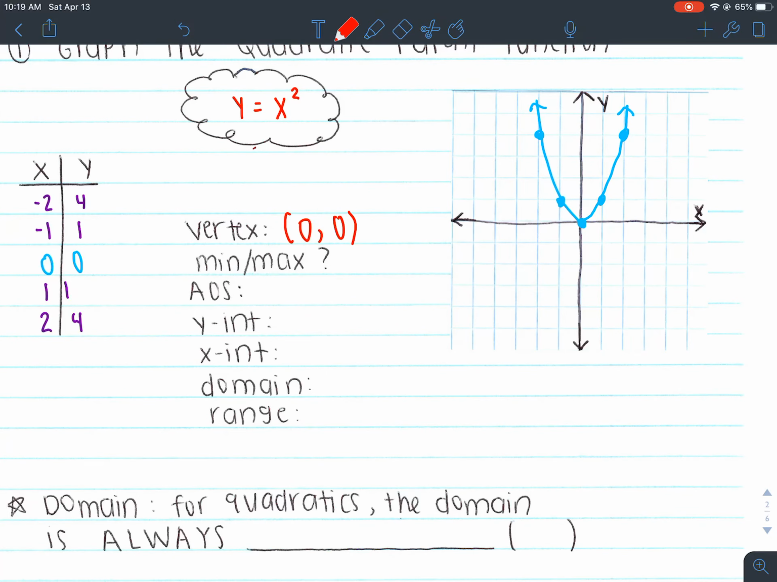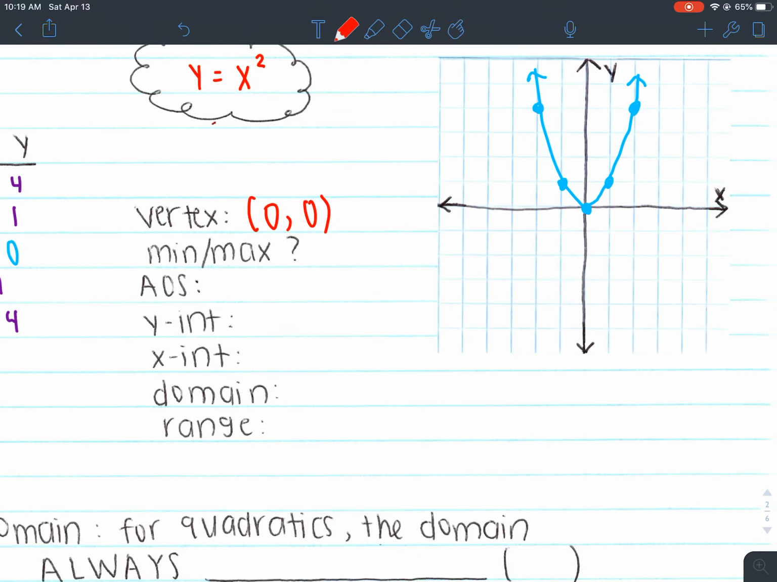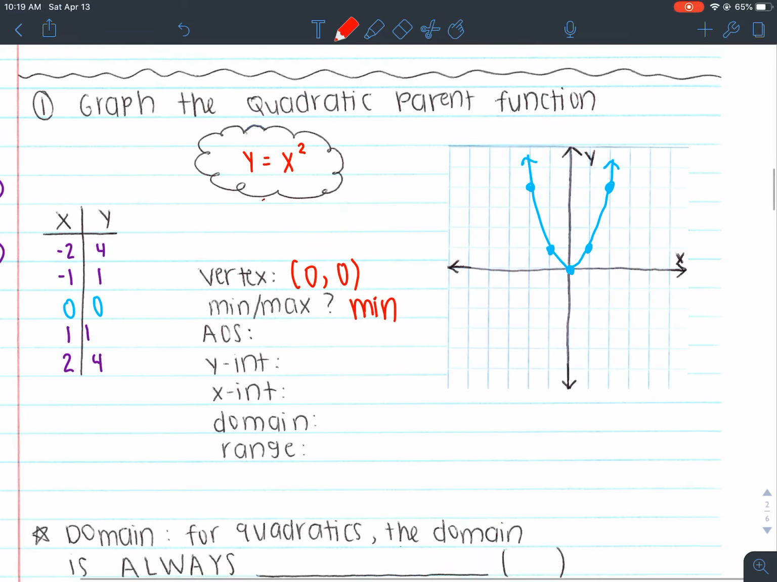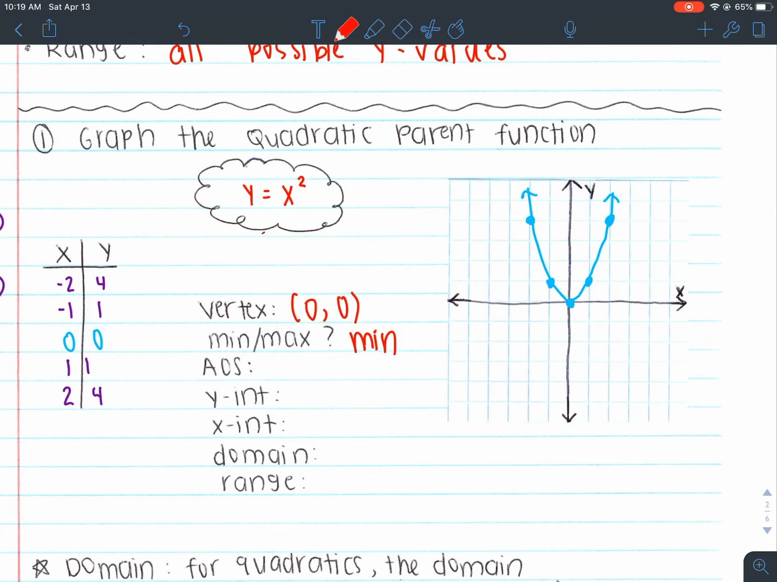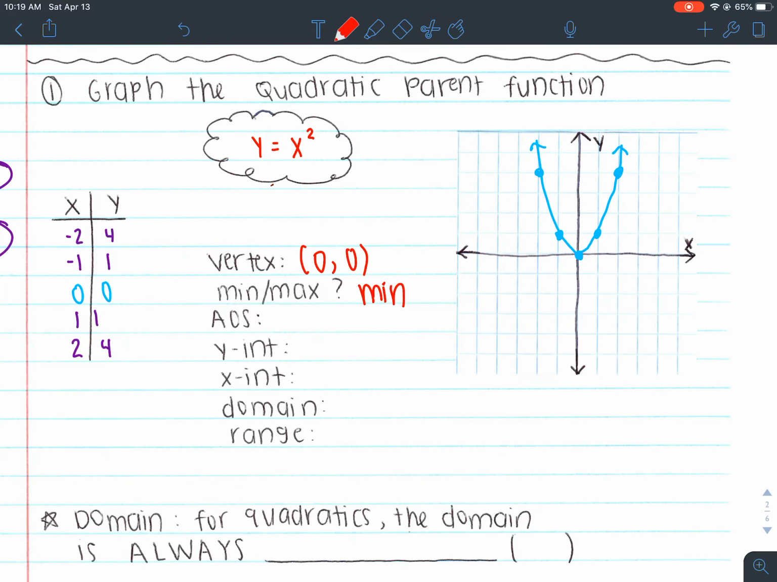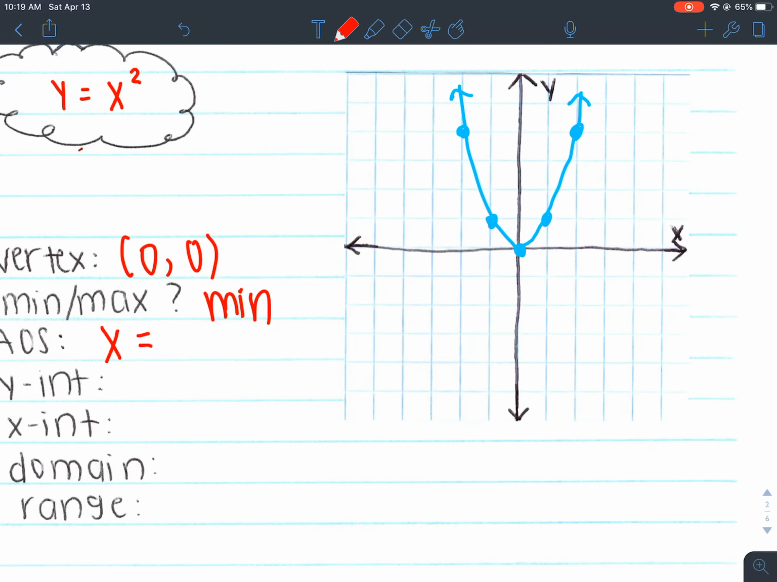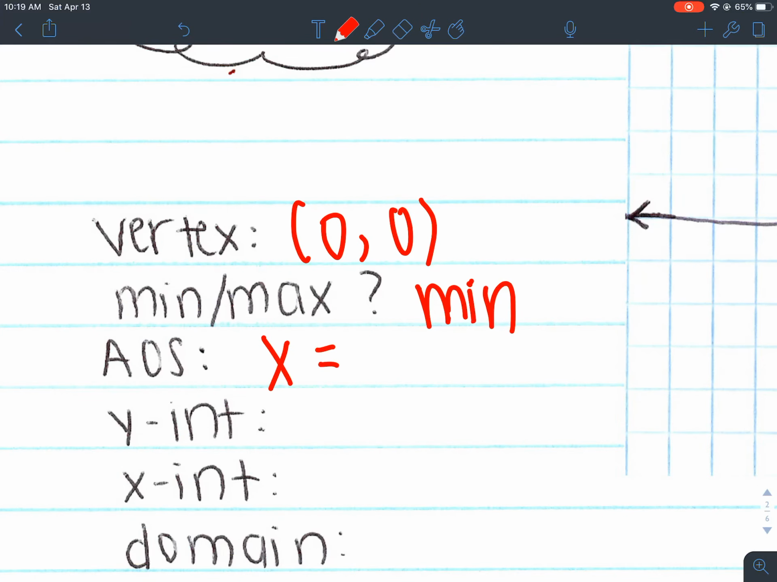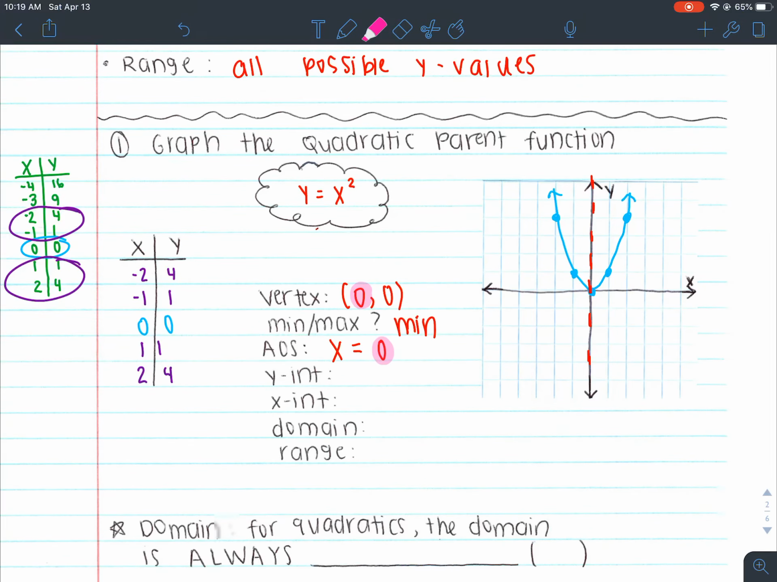Now, min or max. Is this one going to be a minimum or a maximum? This one's going to be a minimum because there's the lowest point here. Okay, we talked about min and max on the first page. Axis of symmetry, remember that's always written as x equals, okay? And we talked about how the axis of symmetry goes through our vertex, correct? It's a vertical line that goes through our vertex. Well, our vertex is 0, 0. What's the x value of the vertex? 0. So these numbers are always going to be the same, okay?